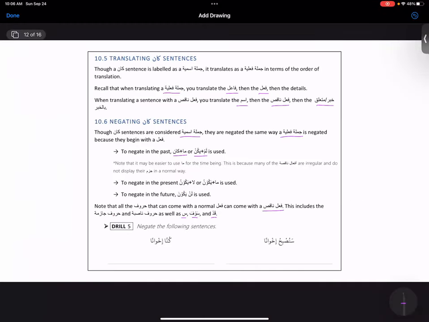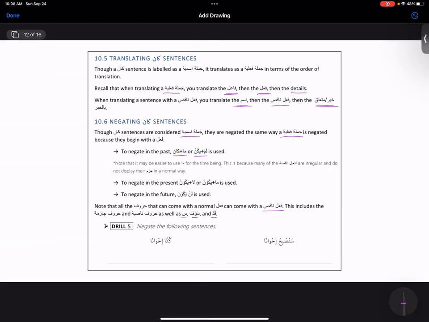Okay, then it says translating kana sentences. So the kana sentence is labeled as jumla ismiya, but it translates as jumla fi'liyya. So labeling is jumla ismiya, but translation should be jumla fi'liyya, so that we need to remember. Recall that when translating a jumla fi'liyya, you translate the fi'l first, then the fa'il, and then the details. So when translating a sentence with a fi'l naqis, you translate the ism of this fi'l naqis first, and then the khabar or its related parts.